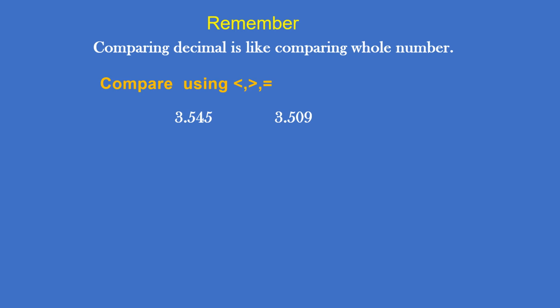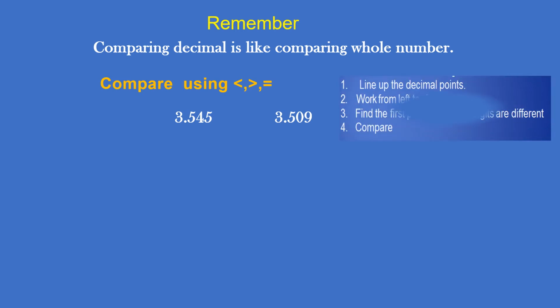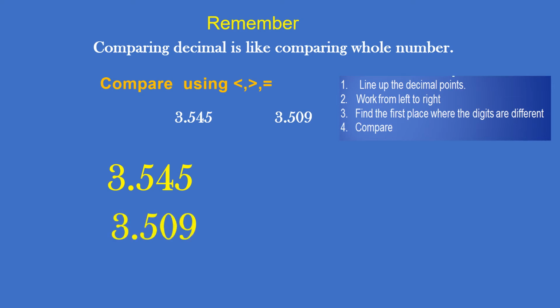As I said, follow the steps. The first step, line up the decimal points, one number above the other. Work from left to right, then find the first place where the digits are different, then compare. So let's do the first step, which is lining up the numbers 3.545 and 3.509 above each other. Just line up the numbers like that.